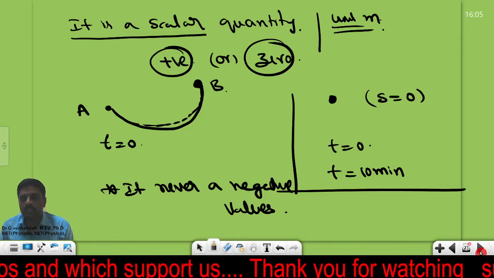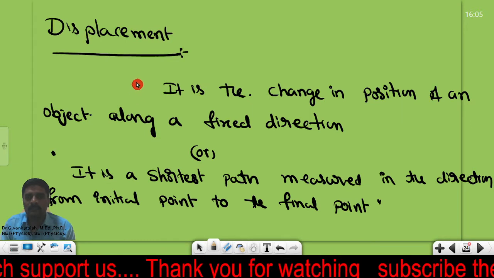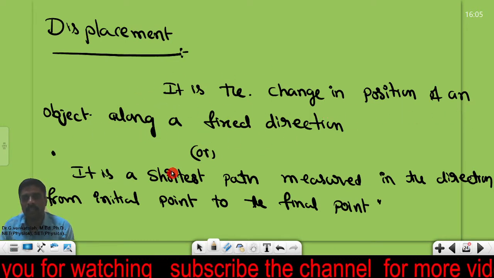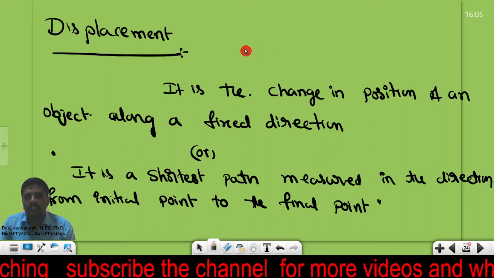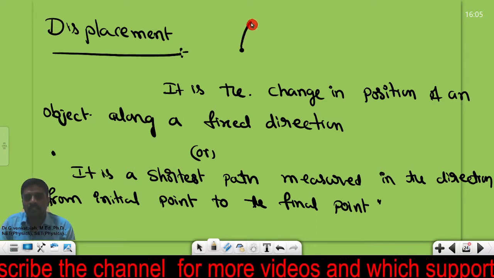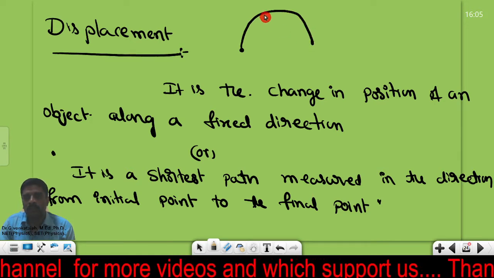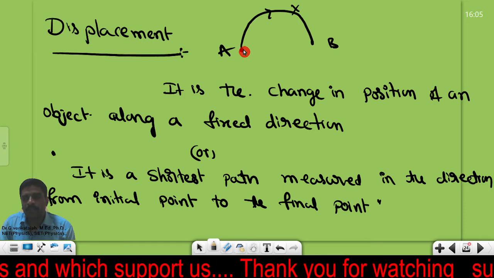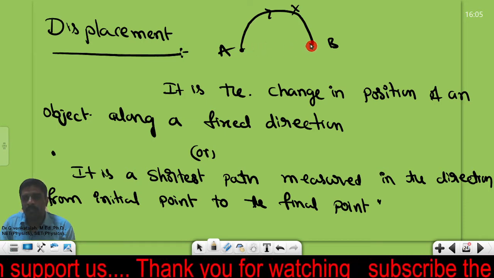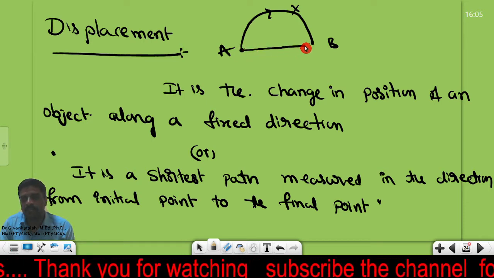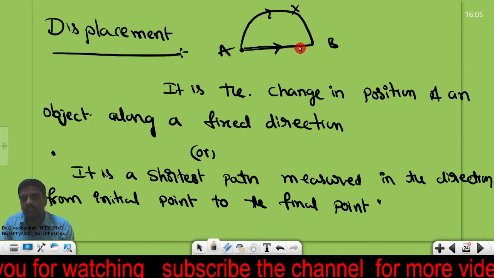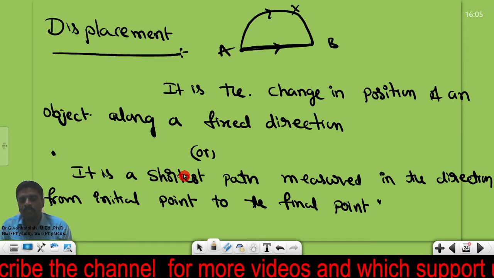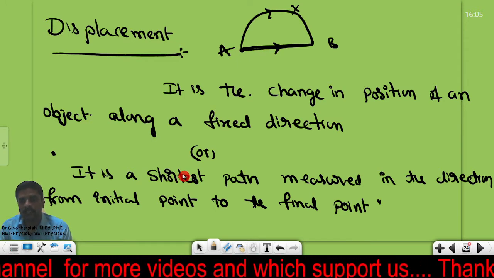Now let me go to displacement. Displacement is the change in position of an object along a fixed direction. In the previous case, one object is moving from A to B along a path, but our goal is to find A to B from the initial point to the final point in a fixed direction. In this direction, how much path length there is, that is named the displacement.